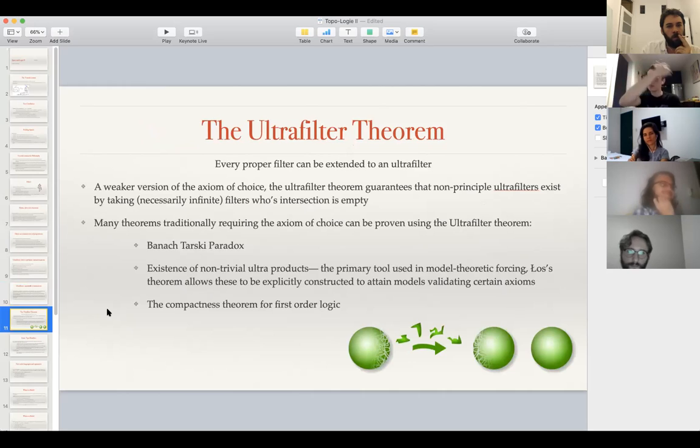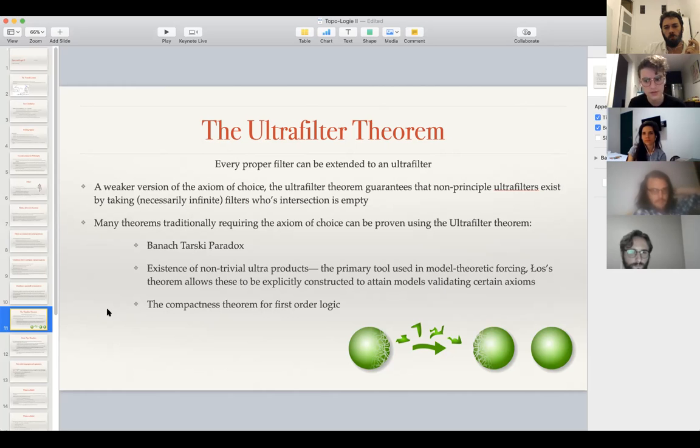Okay, so I just added a little nice Banach-Tarski picture on the bottom. But the ultrafilter theorem is sort of the main important result about ultrafilters. You might want to call it an axiom instead, depending on what system you're working in. The statement is very simple: every proper filter can be extended to an ultrafilter. Using this, if you simply take an infinite filter whose elements don't all intersect at the empty set, you can extend it to a full ultrafilter.